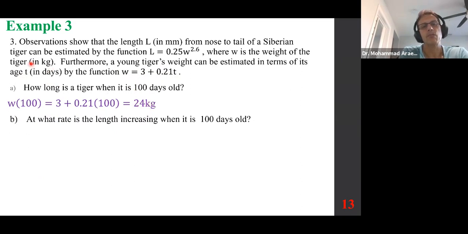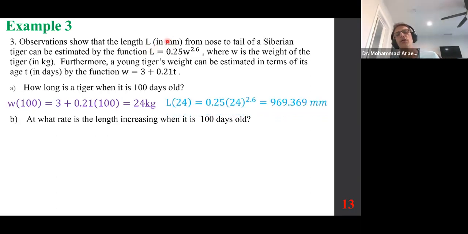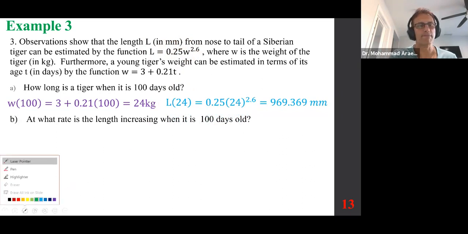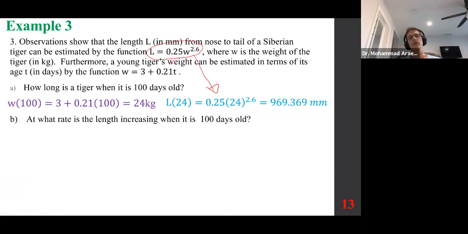Kilograms. Okay. Now, this 24 you put into the L function, replace the W with the number 24 and use a calculator to calculate the length, in millimeters. So let's plug in. And it gives you 969.369 millimeters. So this formula, 0.25 W to the power of 2.6 is used.